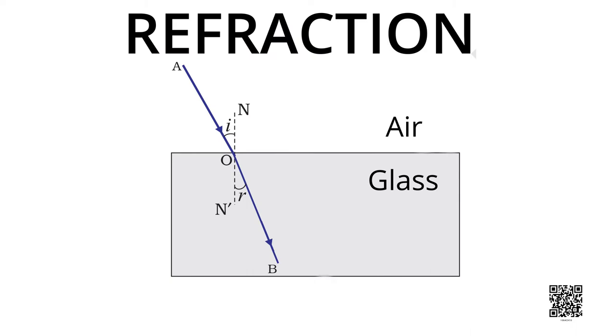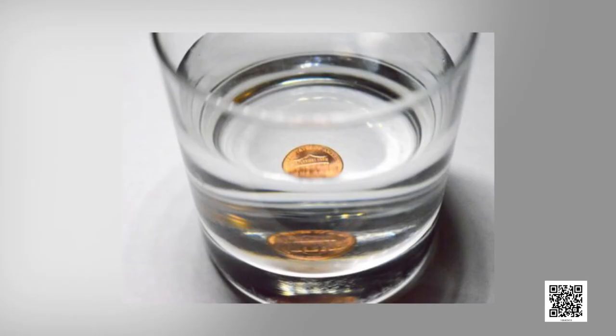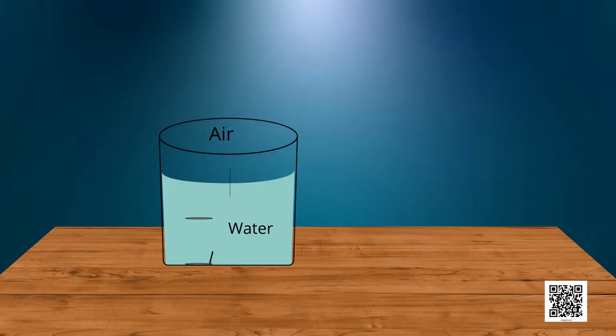Let's take one more example. When we place a coin in a beaker filled with water, the coin appears slightly raised above its actual position. Light coming from the coin first travels in water and then travels through air and reaches our eyes. Here, due to refraction, it appears raised.